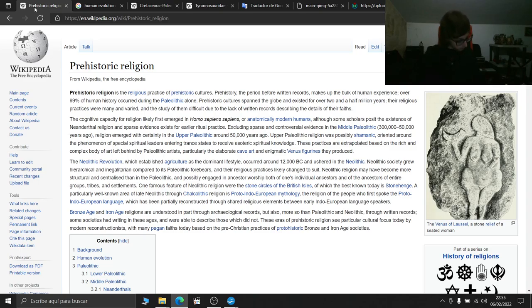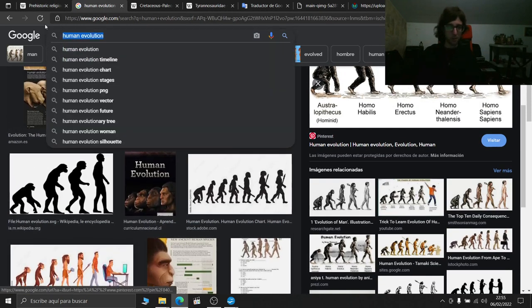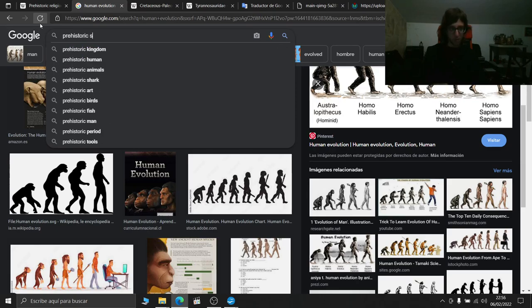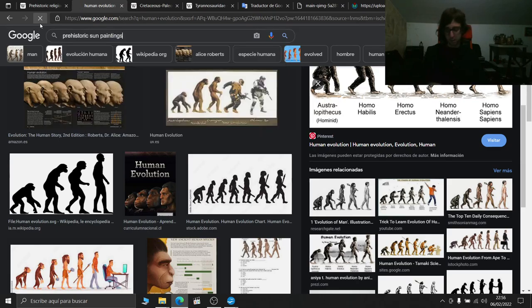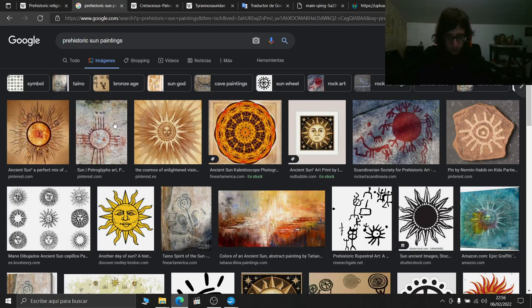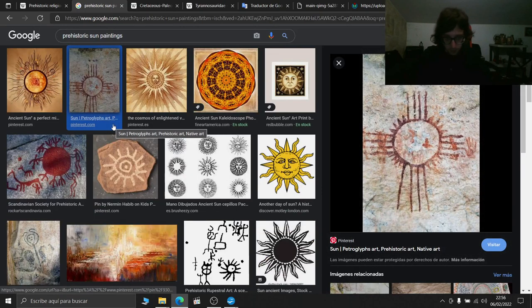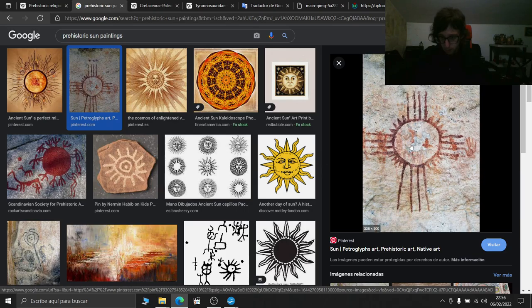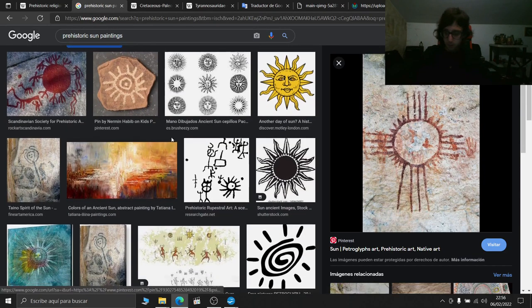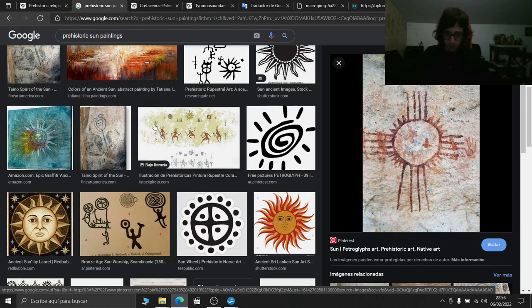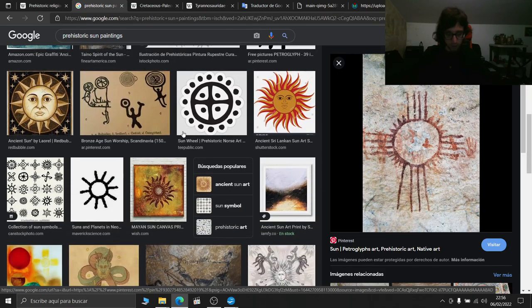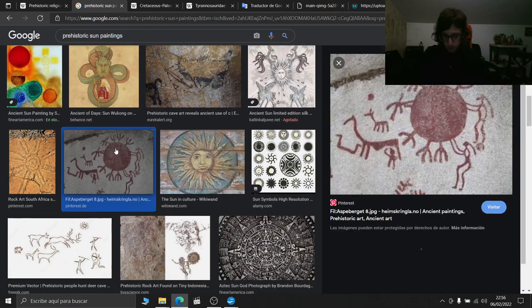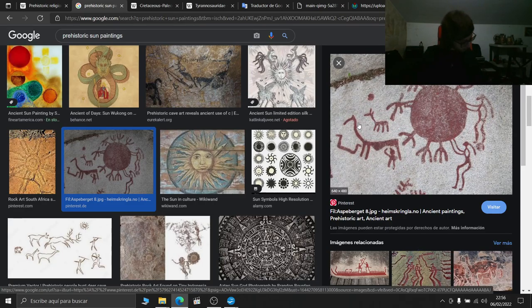Cult to the sun, paintings of the sun with rays. I haven't researched about those prehistoric sun paintings. Let's see. Maybe something like this, sun petroglyphs, prehistoric art. That reminds me of the Amarna times in Egypt, when the cult to Aten. Yeah, something like this, I guess. Cult of the sun, paintings of the sun with rays.